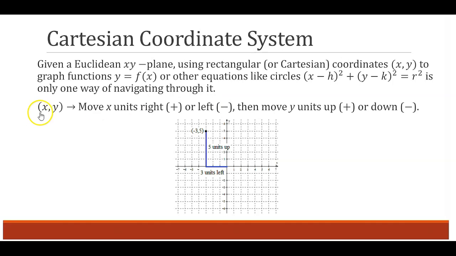So, for example, if we have a coordinate point x, y, recall that this means to move x units to the right if the x value is positive or left if the x value is negative, then move y units up if the y value is positive or down if the y value is negative. So here is an xy plane, and to graph the coordinate point (-3, 5), from the origin we move 3 units left and 5 units up.